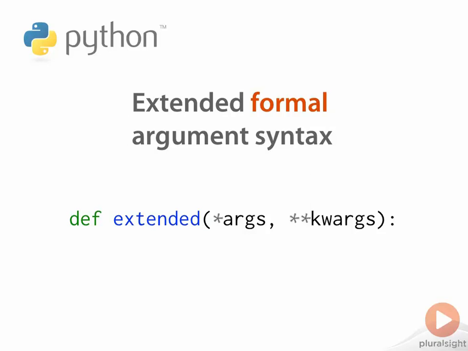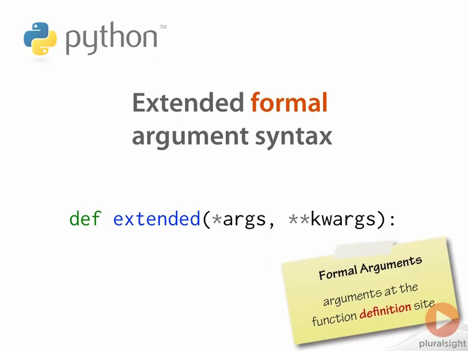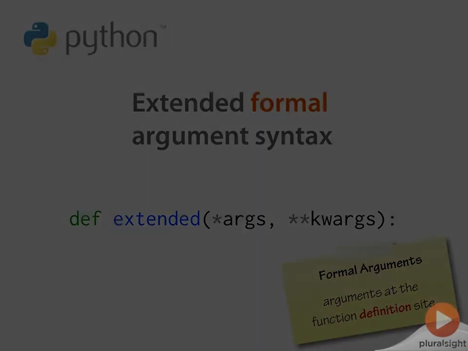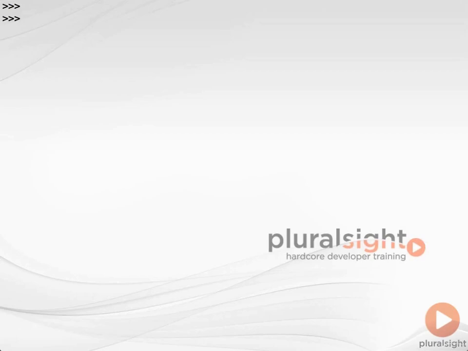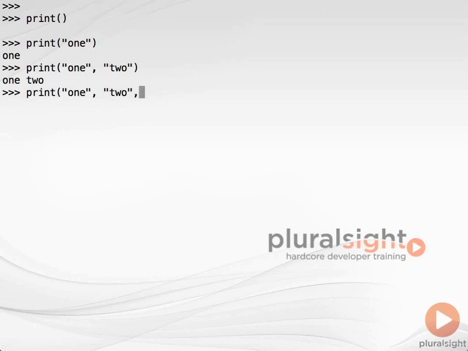We've already been using functions which support extended argument syntax, although you may not have realized it. For example, have you wondered how it's possible for print to accept 0, 1, 2, or in fact any number of arguments?